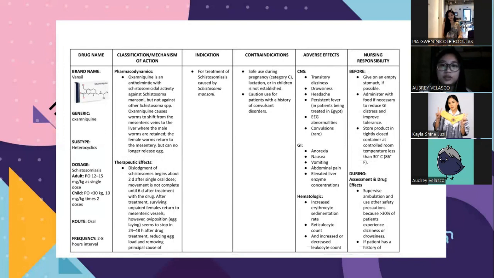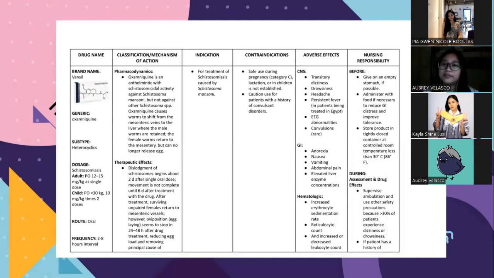So safe use during pregnancy. So it is safe during pregnancy. So lactation or in children is not established. So it's not still established. So you need to consult your doctor. Caution use for patients with a history of convulsant disorders.